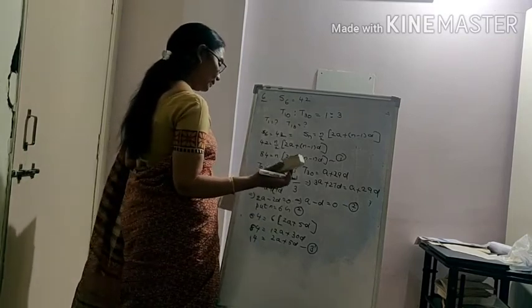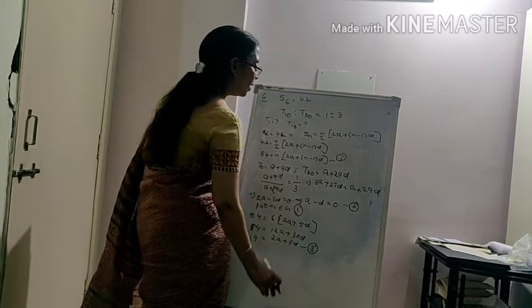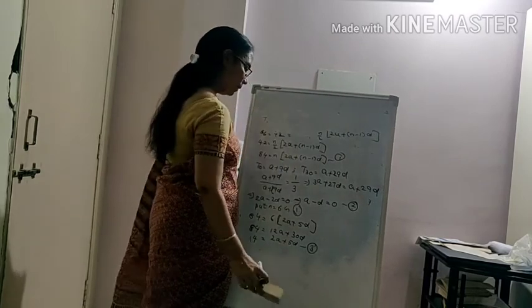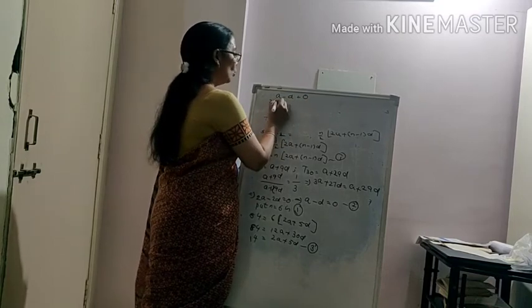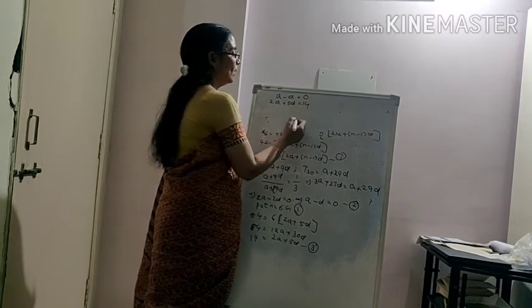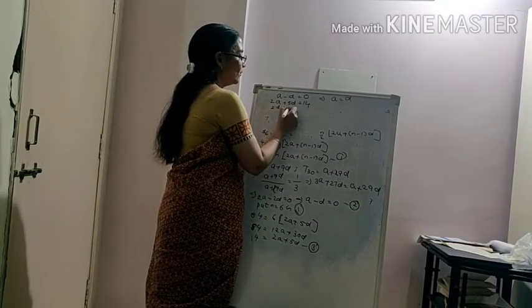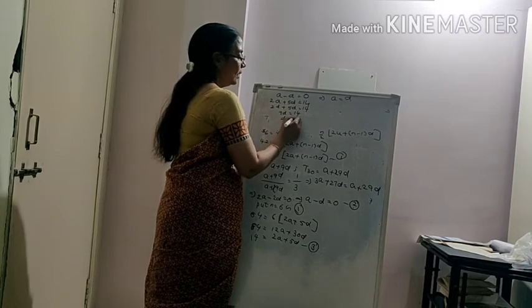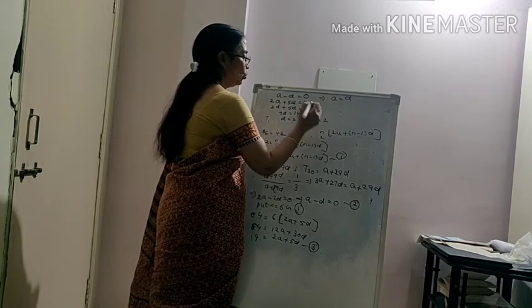Solve 2 and 3. That is, a minus d is equal to 0 and 2a plus 5d is equal to 14. From this you can write a is equal to d. So 2d plus 5d is 14. 7d is 14. d is 2. If d is 2, because a is equal to d, a is also 2.